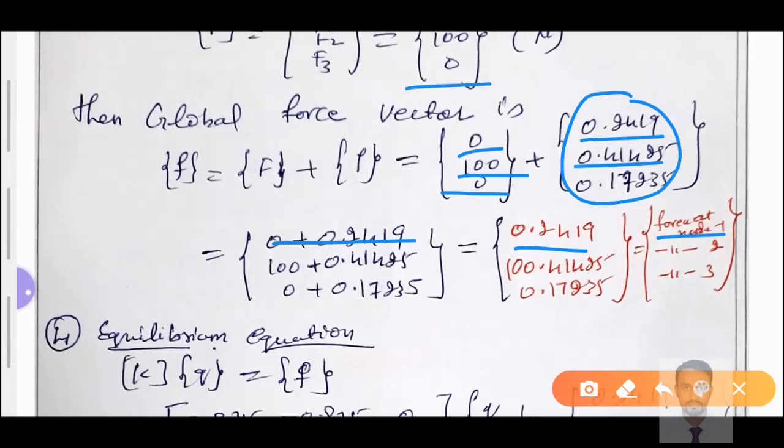Then 100 plus 0.4125 is equal to 100.41425. Then 0 plus 0.17235 is equal to 0.17235 at node number 3.